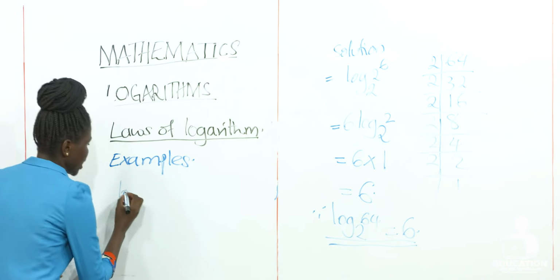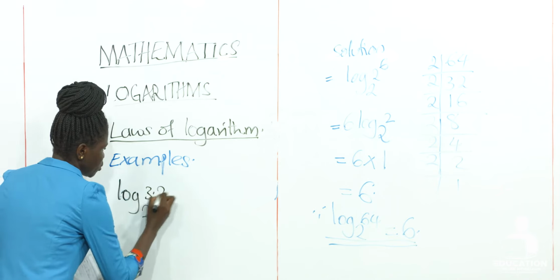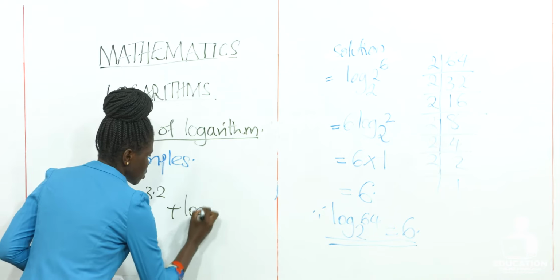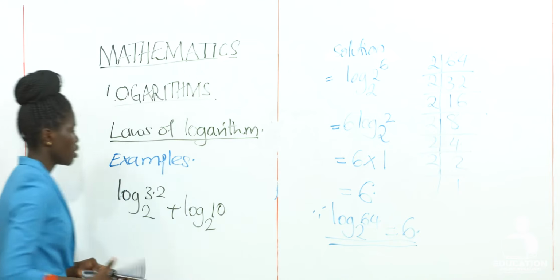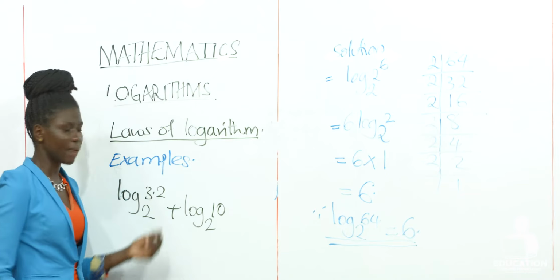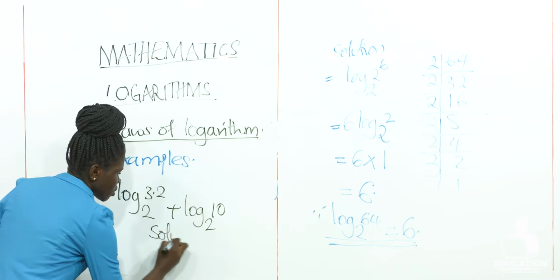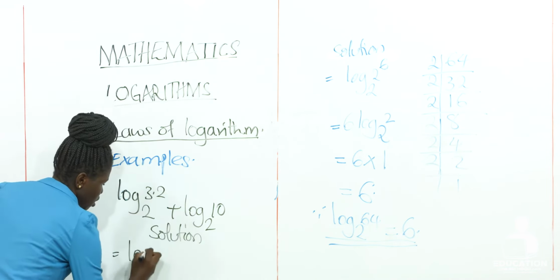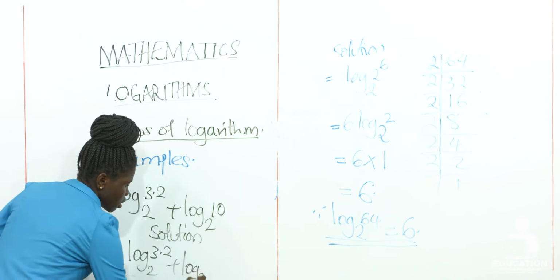We are having the next one as log 2 3.2 plus log 2 10. Remember, our first law says when it comes to adding numbers of the same base, we simply multiply the numbers. So we're going to apply this here. We have our log 2 3.2 plus log 2 10.